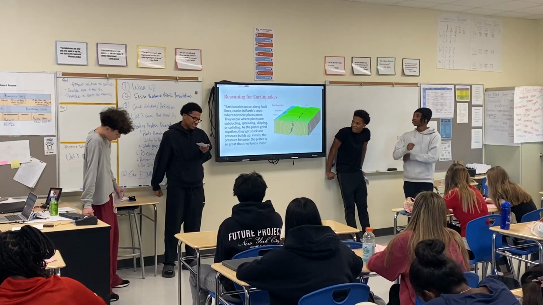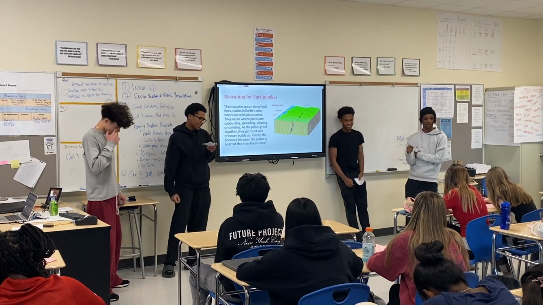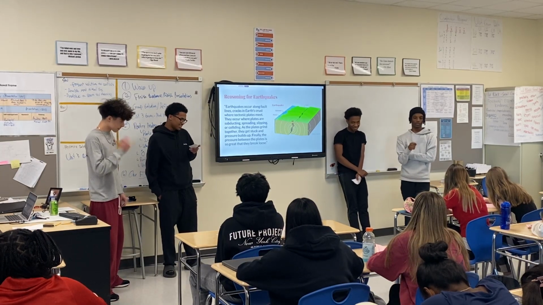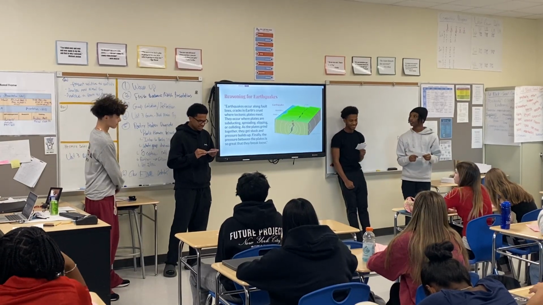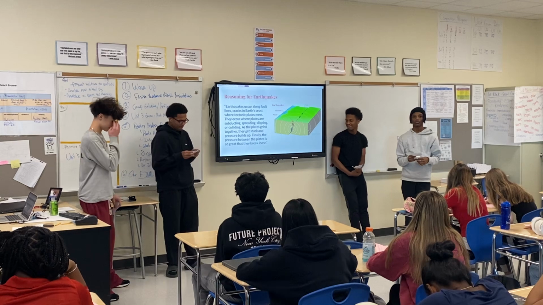Reasoning for earthquakes. The reason for earthquakes is that when underground rock suddenly breaks, it creates a rapid motion. The sudden release of the energy causes seismic waves to shake the ground.